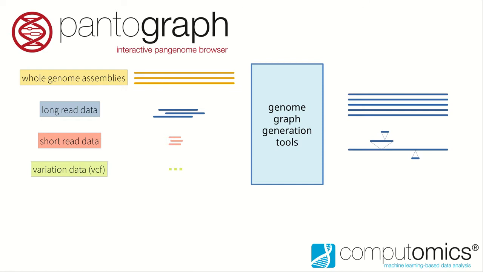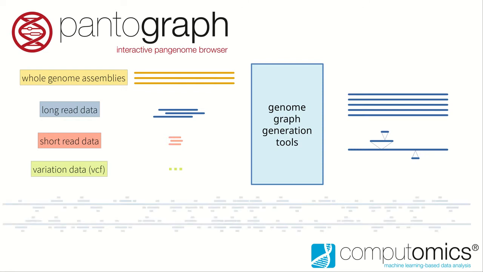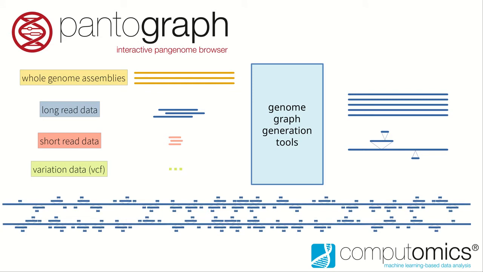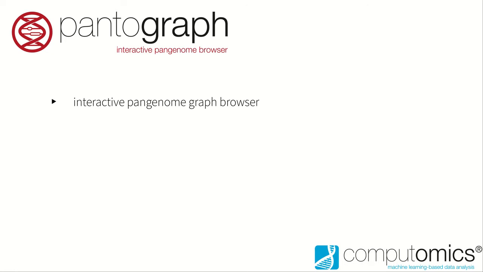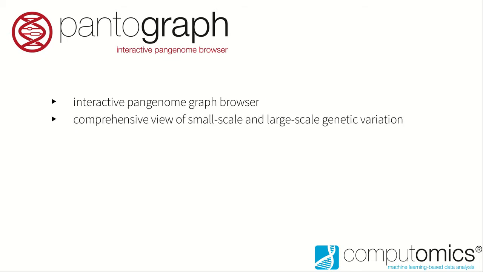Current tools like VG or Progressive Cactus, but especially PGGB, can now cope with large mammalian or complex plant genomes and can build whole chromosome graphs. We at Computomics are currently developing Pantograph as a scalable all-in-one visualization to explore such graphs, to comprehensively view both small-scale and large-scale genetic variation, and in addition to visually evaluate genotype to phenotype associations.